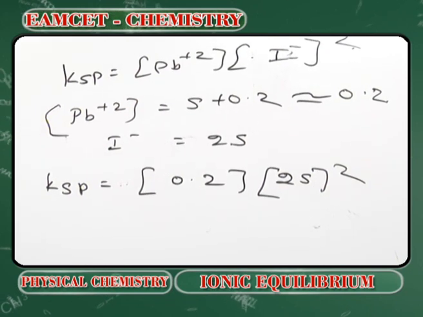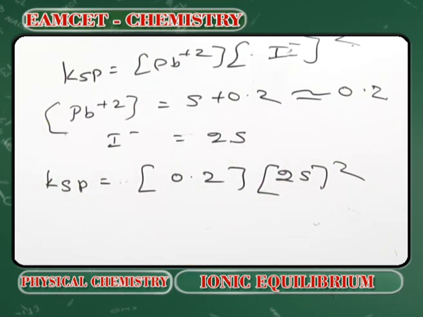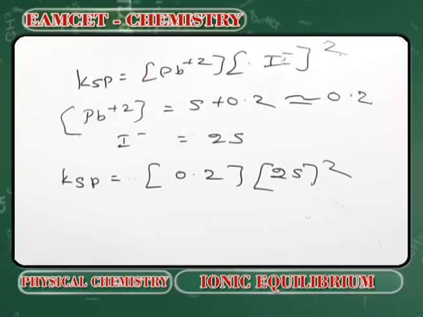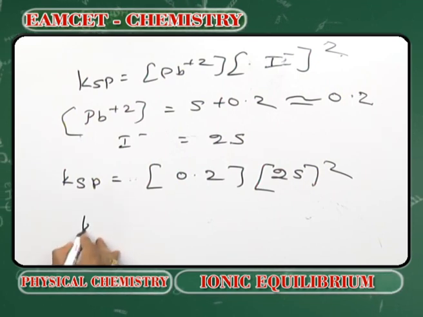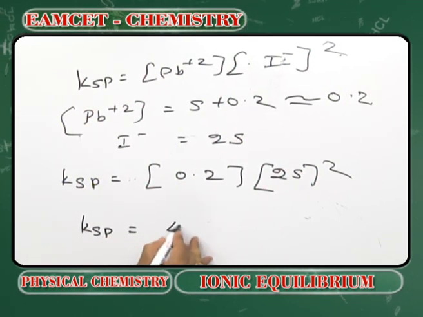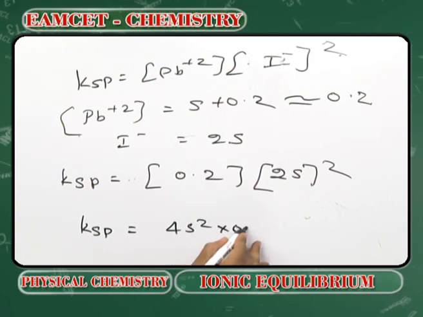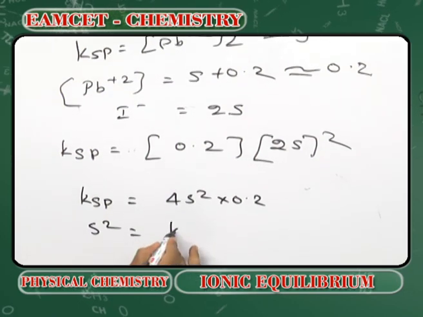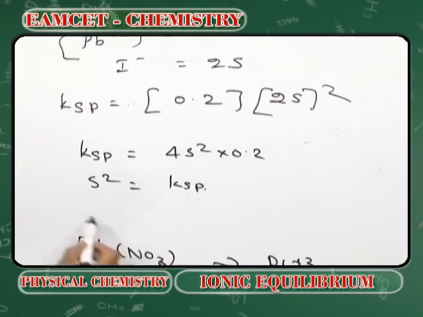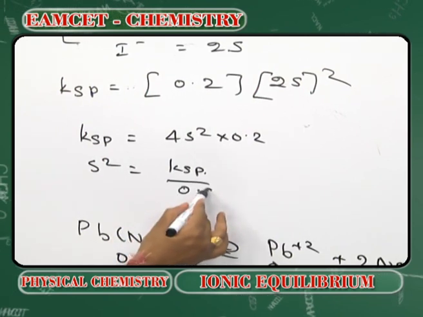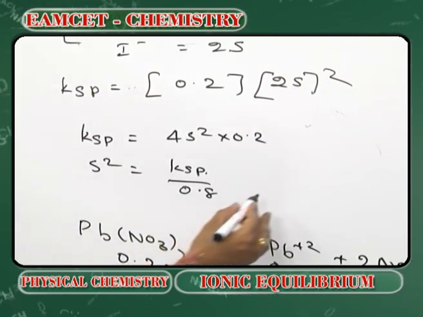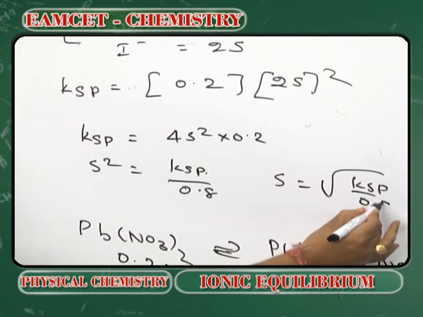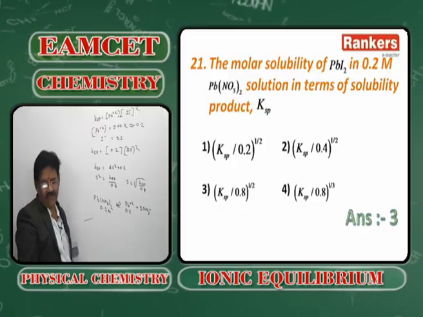Now we have to calculate the S value. So Ksp is equal to 4S square into 0.2. S square is equal to Ksp by 0.8, and S is equal to the root of Ksp by 0.8. Option 3 is the answer.